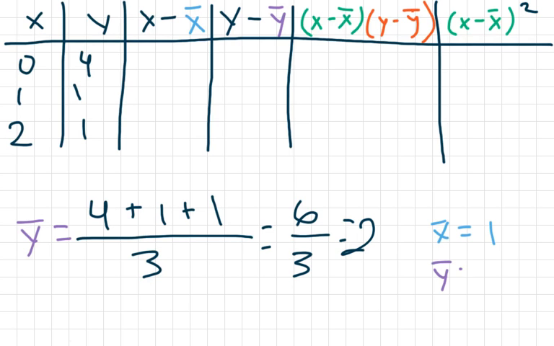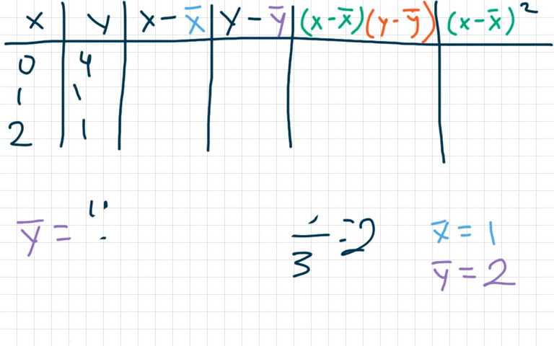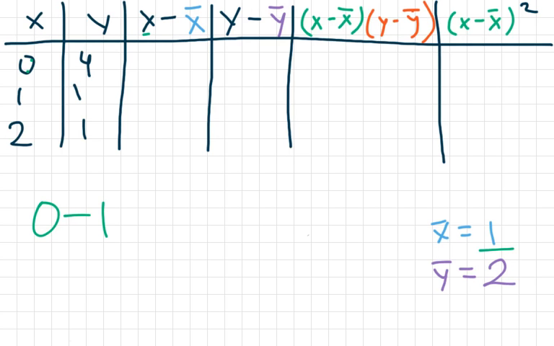So my y mean equals 2. Okay, let's go ahead and make some space here, because now I'm going to need to take each of my x values and subtract the mean x value. So I'm going to take 0, and I'm going to subtract 1, and I'm going to get negative 1. Then I'm going to do this again for the next x value. I'm going to take 1, and then I'm going to subtract the mean, which is 1.